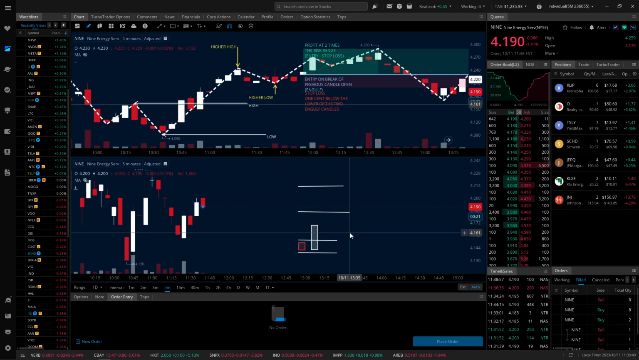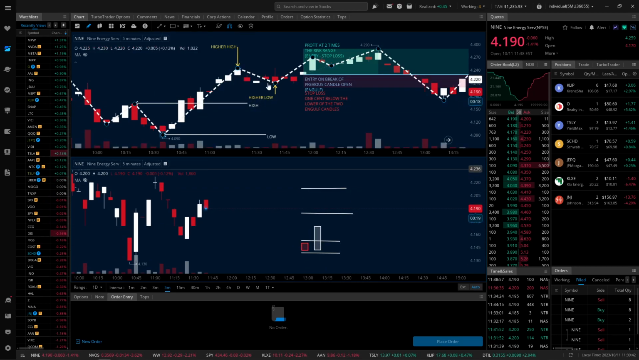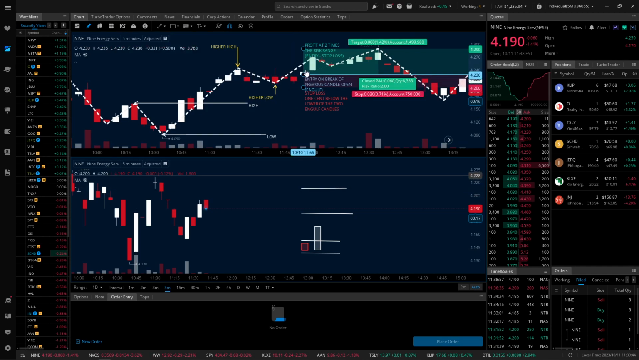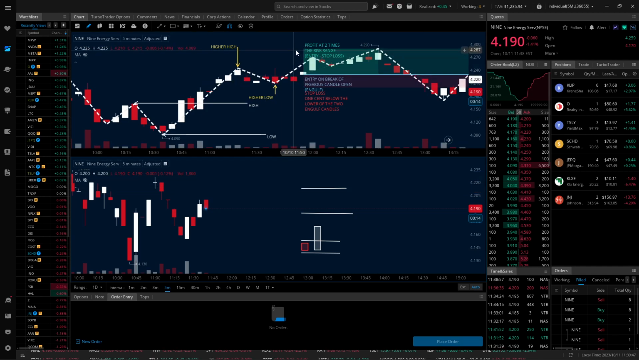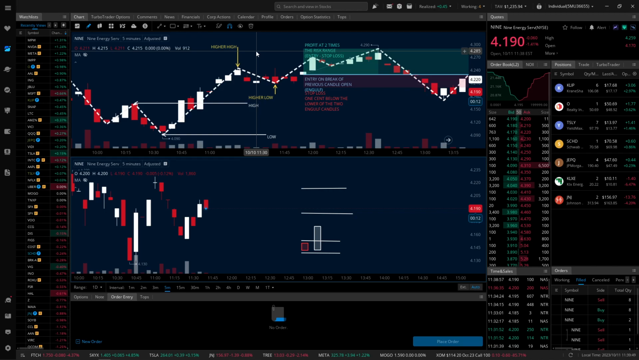If this is our setup, we're looking for a higher high and then a higher low and then an engulfing entry. That gives us defined risk, defined profit potential. We just need to make sure there's not a major resistance level in the way, right? That's another risk factor.